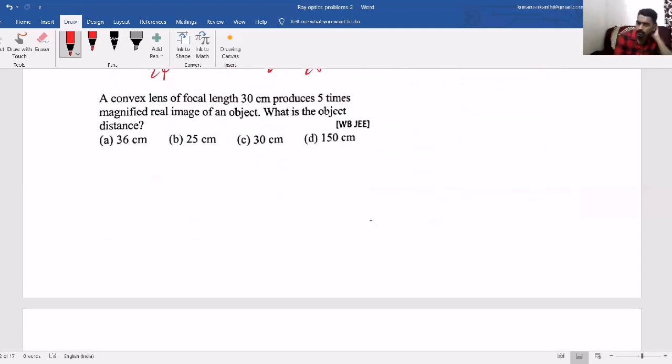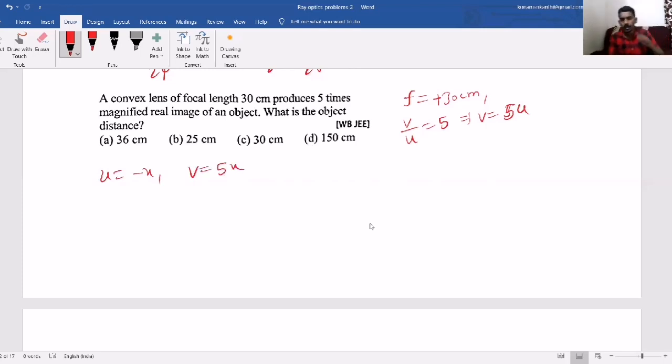Now let's take another question, where a convex lens of focal length 30 produces a 5 times magnified real image. As it is a convex lens, f is positive. That means V by U is 5, and that too a real image. So V equals 5 into U. That means if you take U equal to minus x, then V equals 5x. As I said, in case of a mirror, V negative means real, but in case of a lens, V positive means real. So that is the difference between mirror and lens.